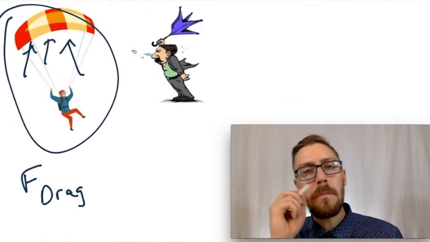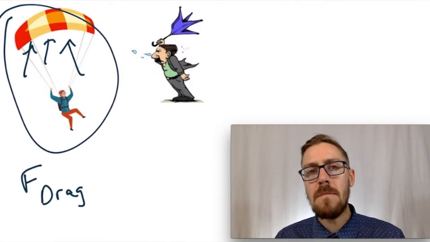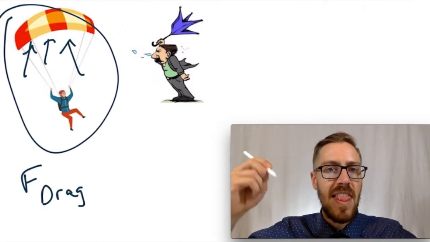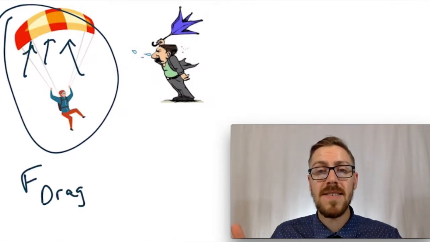That's the same reason why meteorites burn up in the atmosphere. It's because they're moving so fast that when they hit all those air molecules, it causes so much friction it actually breaks the rocks apart.